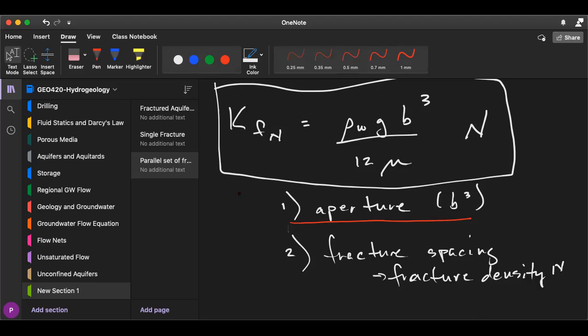So main take-homes I want you to have for fracture networks: fracture and matrix are the terms we use to characterize the fractures and the matrix. The fracture aperture and spacing control how much hydraulic conductivity you have, and it is extremely dependent upon the fracture aperture. And the fracture aperture does not need to be very big.